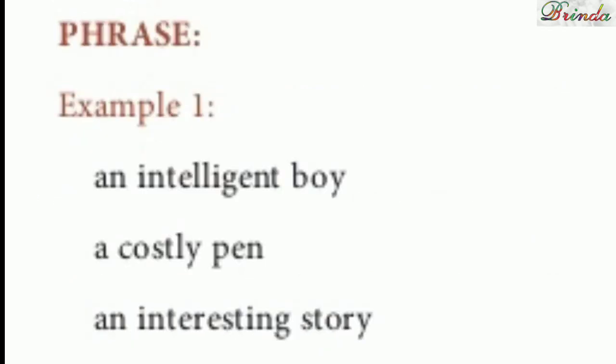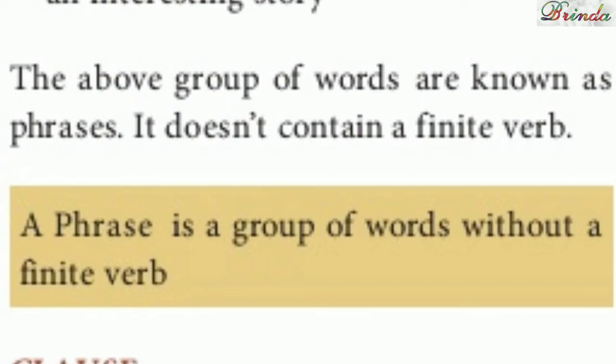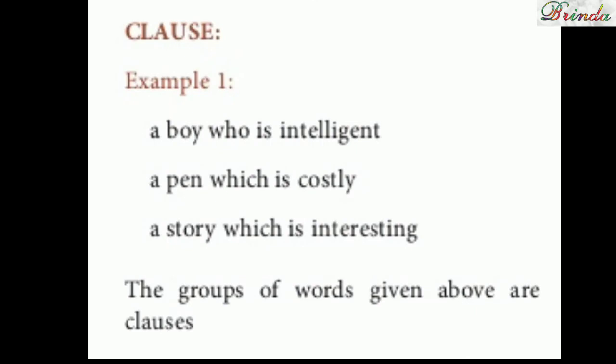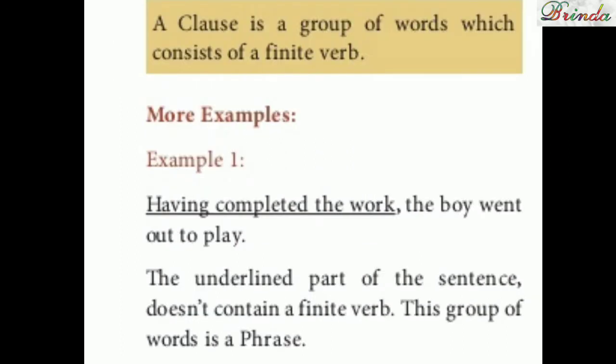Now let us see phrase. Example 1. An intelligent boy, a costly pen, an interesting story. The above groups of words are known as phrases. It doesn't contain a finite verb. A phrase is a group of words without a finite verb. Now next one, clause. Example 1. A boy who is intelligent, a pen which is costly, a story which is interesting. The group of words given above are clauses. A clause is a group of words which contains a finite verb. ஒரு finite verb இருந்தாக்கா அது clause.